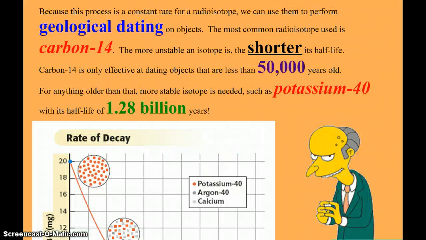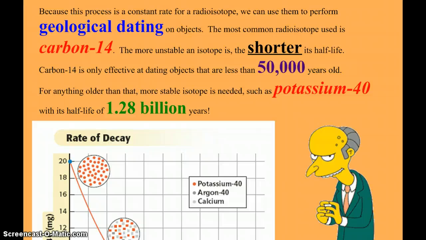And the last little part there, it says because this half-life process is a constant rate, we can perform geological dating. Perhaps you've heard of radiocarbon dating or carbon-14 dating, because that's the most common radioisotope used. The more unstable an isotope is, the shorter its half-life. So carbon, which is present in so much stuff on our planet, has a longer half-life, but it's really only effective as far as dating objects that are 50,000 years old or younger.